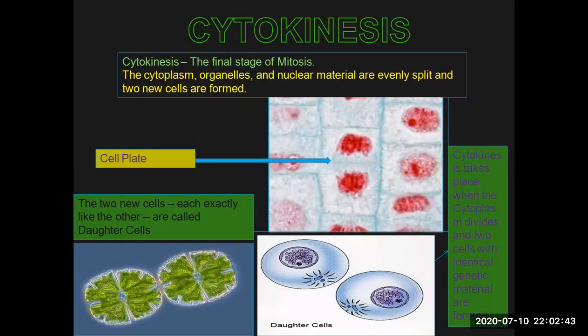Cytokinesis. In cytokinesis, the cytoplasm, organelles and nuclear membrane are evenly split and two new cells are formed. The two new cells, exactly like each other, are called the daughter cells. Cytokinesis takes place when the cytoplasm divides and two cells with identical genetic material are formed.